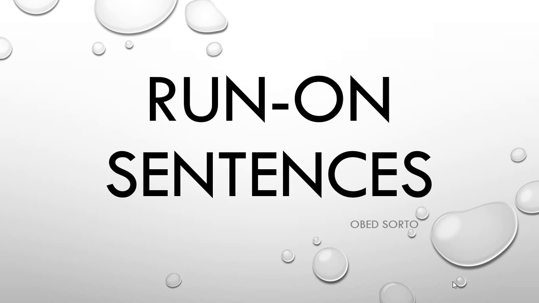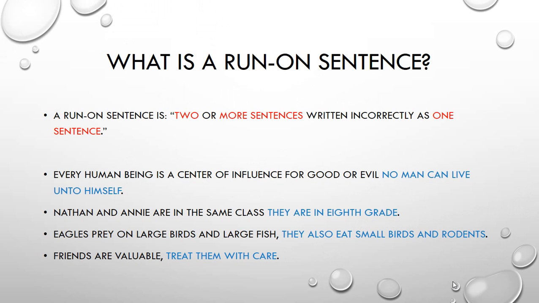Hello again. Welcome back. Today we're gonna be talking about run-on sentences, and we're going to start just by defining what a run-on sentence is. A run-on sentence is two or more sentences written incorrectly as one sentence. We have two main kinds of run-on sentences. Those not containing any punctuation, but we have two sentences in one or more.